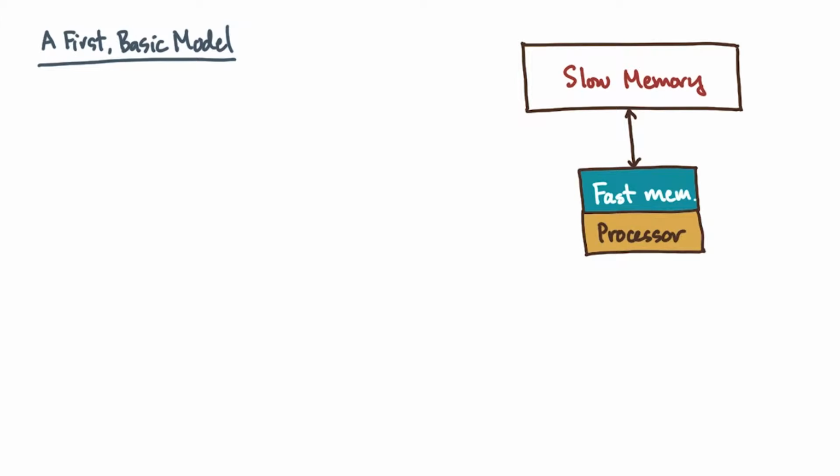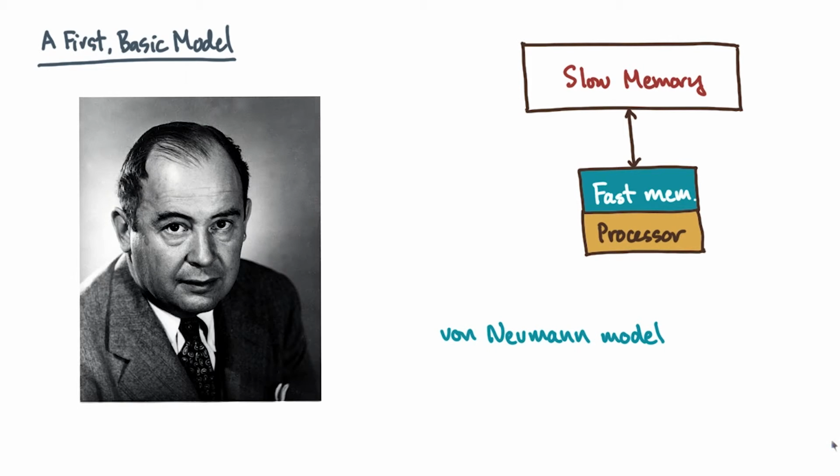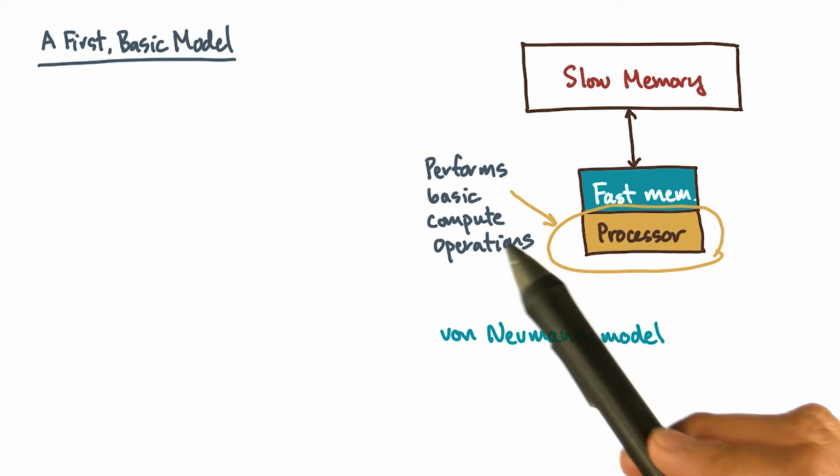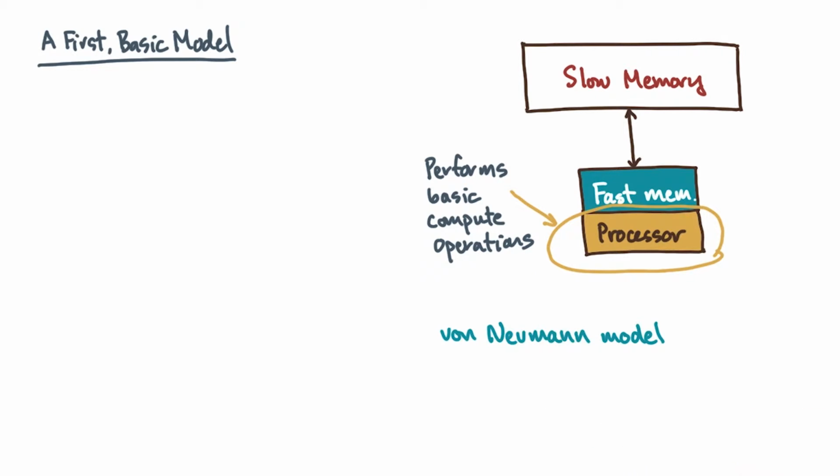To design a locality-aware algorithm, you need a machine model. We'll use a variation on the von Neumann architecture. Here's a picture of von Neumann from 1956. The von Neumann architecture has a processor. For the moment, assume the processor is sequential. This processor does basic computing operations. These are things like addition, subtraction, branches, and so on.